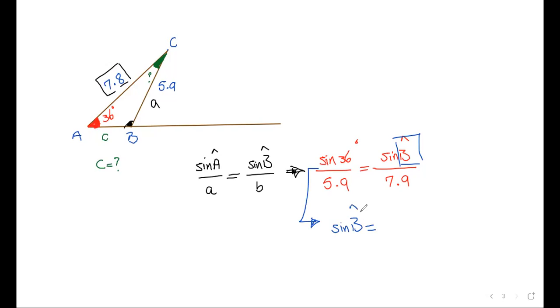I have to isolate it at one side. Then I see that in order to isolate it, 7.9 at the denominator is very annoying. I have to get rid of this. Sorry, what? Is it? Oh, yes, sorry. 7.8. Thank you. Then I see that sine B, I multiply both sides by 7.8, which is annoying. Then I get 7.8 multiplied to the right, to the left, sine 36 degrees over 5.9. Now, if you do this, how much do you get for the sine B?